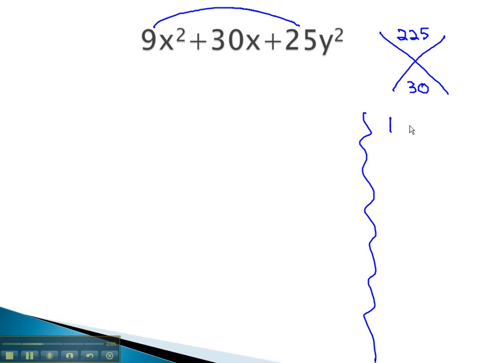When in doubt, start with 1 and count up. 1 times 225 clearly will not add to 30. 225 is not divisible by 2, so next I try 3. 3 times 75, which does not add to 30 either. 4 does not go into 225, so we go to 5. 5 times 45 is 225, but again, it does not add to 30. 6 does not work, neither does 7 or 8.